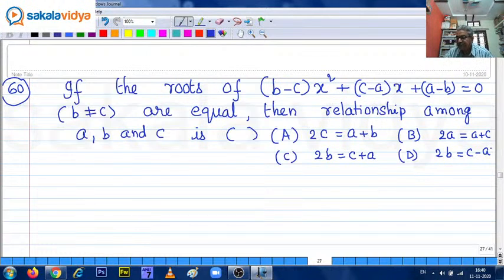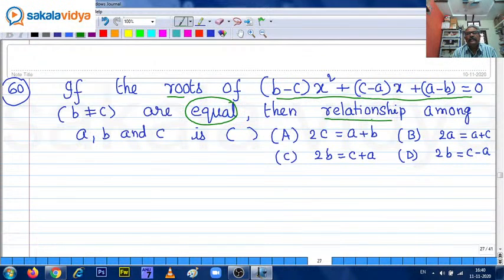Let us make a plan. If you go through the previous problem, the roots are obviously 1 comma the product of the roots, that is 1 comma a minus b by b minus c. But what is given as per the condition? They are equal. We need to equate 1 and the product of the roots. Then we get the condition.